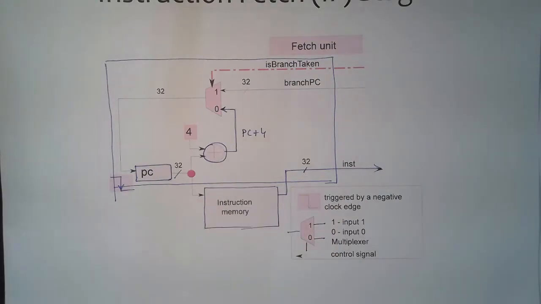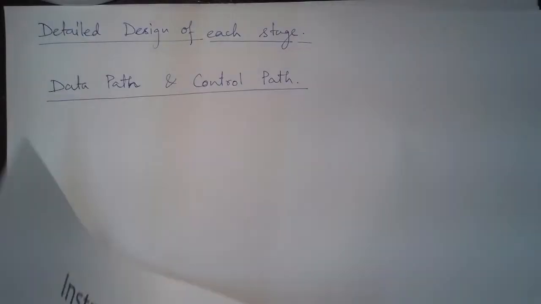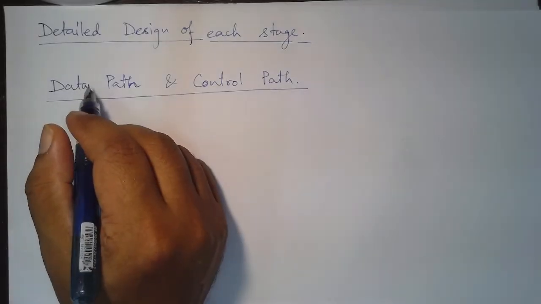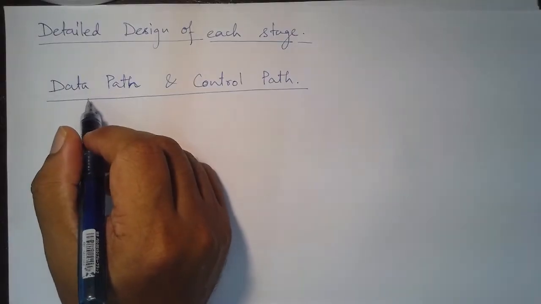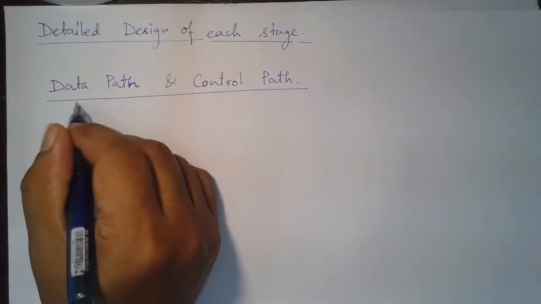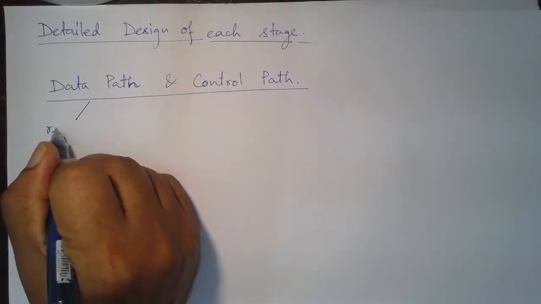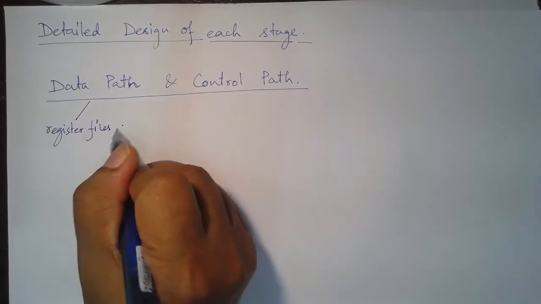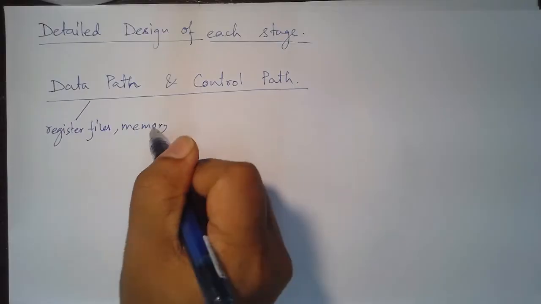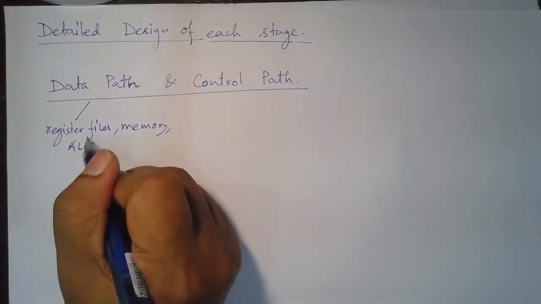So, it's not very difficult to appreciate that most of the things, as I mentioned, under data path, it contains all the elements in the processor that are dedicated for storing, retrieving, processing data. To give you some examples, like register files, memory, ALU, all these things are part of your data path.